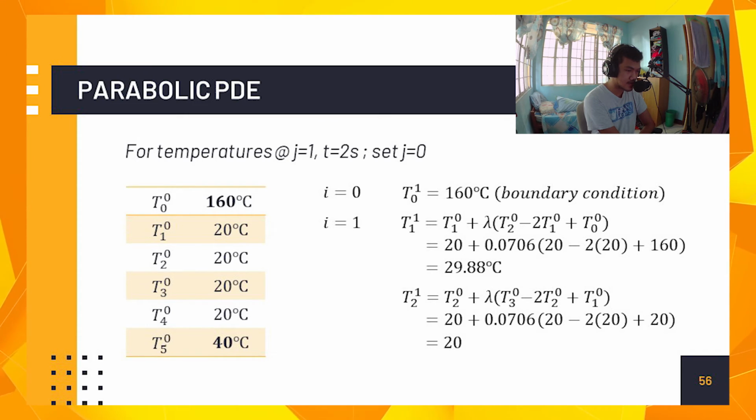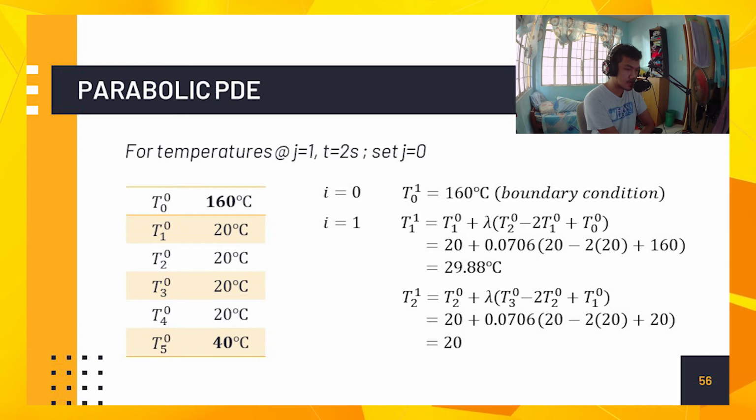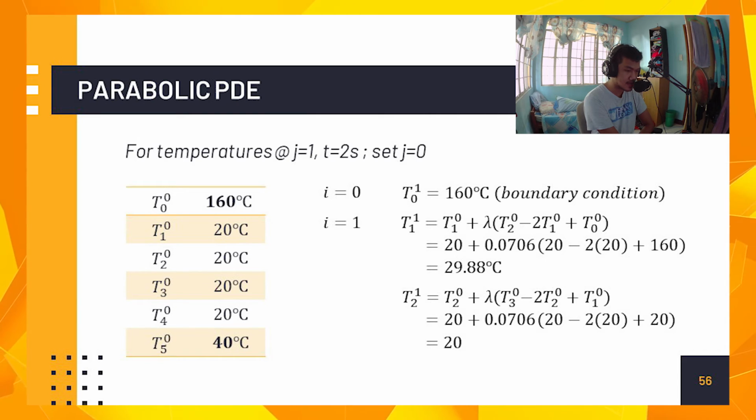For i equal to 1, we have T sub 1 raised to 1, which is equal to T sub 1 raised to 0 plus lambda times the quantity of T sub 2 raised to 0 minus 2 T sub 1 raised to 0 plus T sub 0 raised to 0, which is equal to 20 plus 0.0706 times the quantity of 20 minus 2 times 20 plus 160, which is equal to 29.88 degrees Celsius.